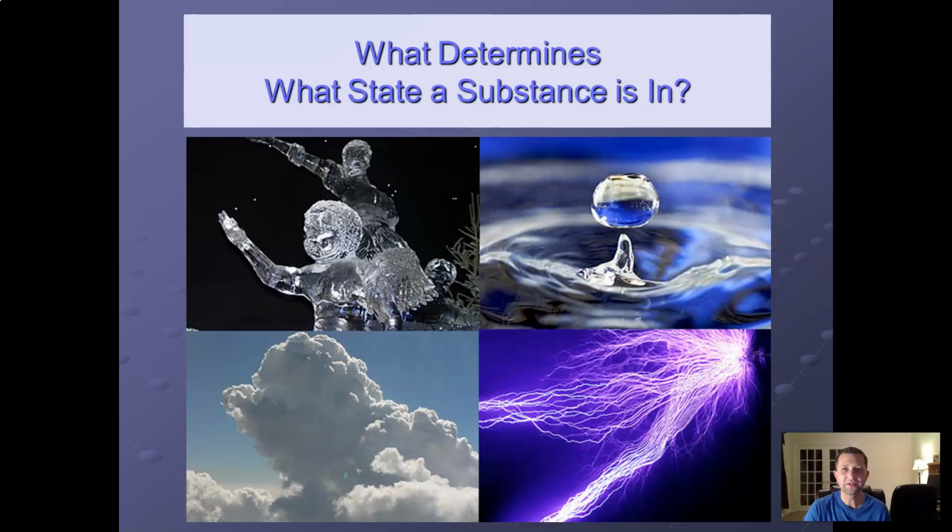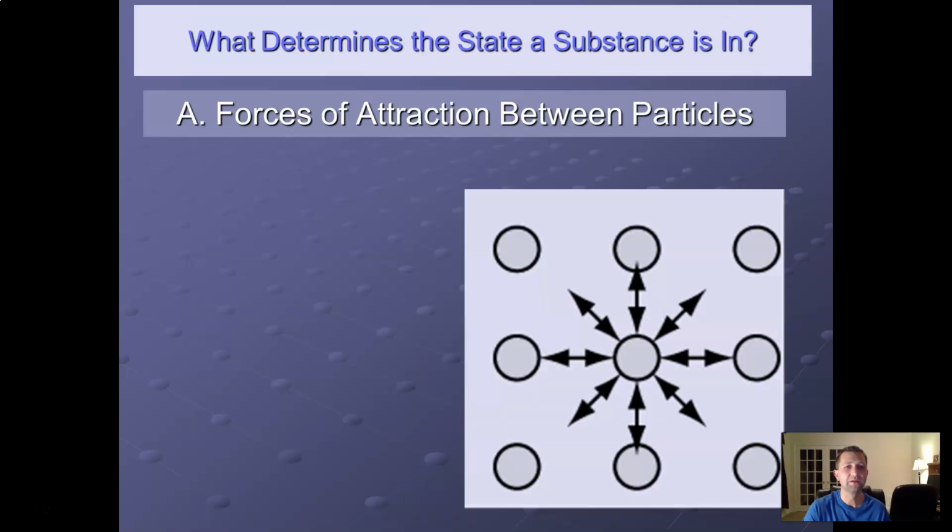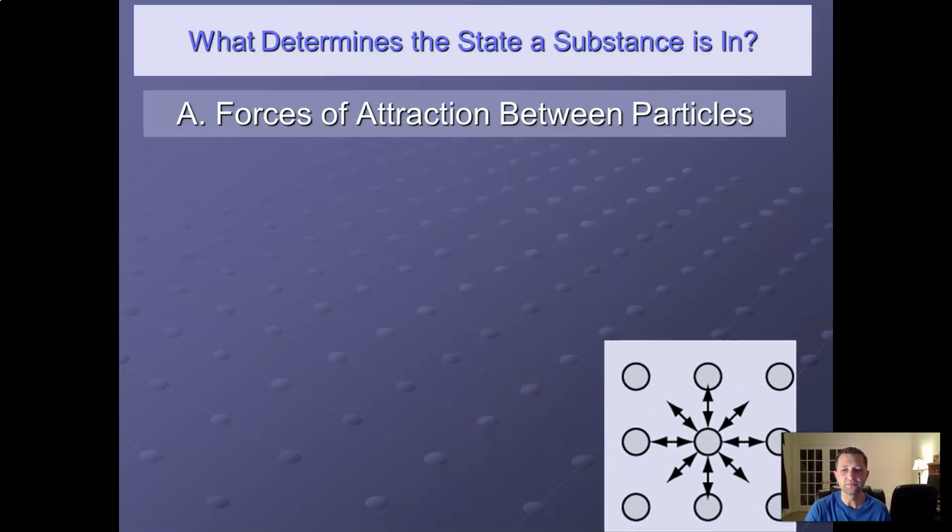So, what determines what state of matter a substance is actually in? That's where intermolecular forces come into play. Forces of attraction between particles is one thing that determines what state of matter a substance is in. There's something else which we'll get to in a couple minutes.